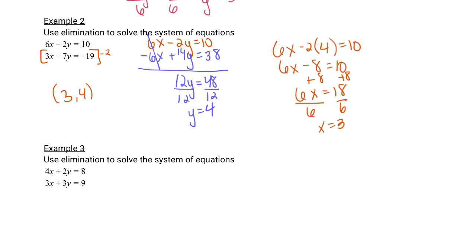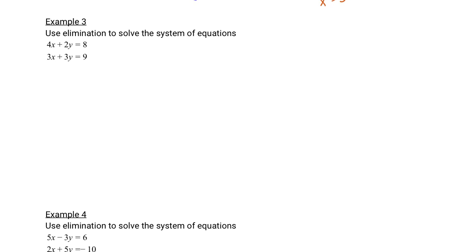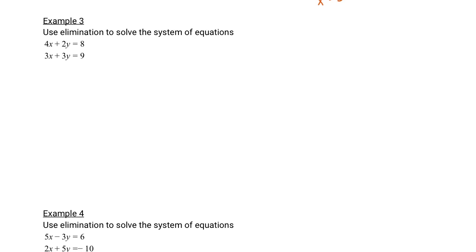Hooray! Hope you're getting the hang of it. The next one is just a little bit different. We're going to use elimination again. We need one variable with the same number in front, opposite signs. I've got plus 2y, plus 3y, not the same. Plus 4x, plus 3x, also not the same.